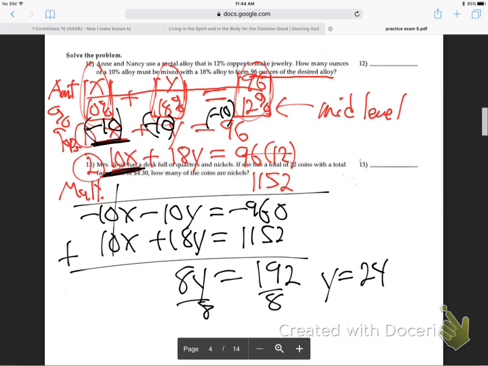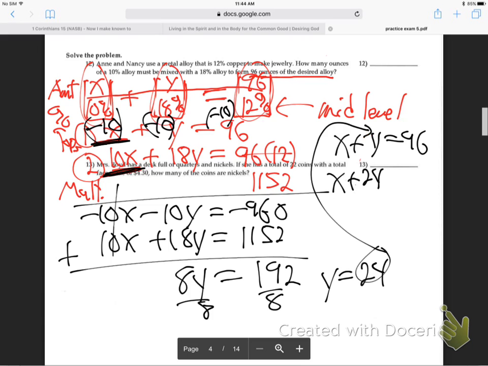Is that good so far? Once we get y, how do we get the other one? Take 24 and put it for y at the top. Yeah, so you take the x plus y is 96, that top equation, plug in the 24. X plus 24 is 96, subtract the 24. And x is something, what is it, 72? Yeah, x is 72. So we got it.